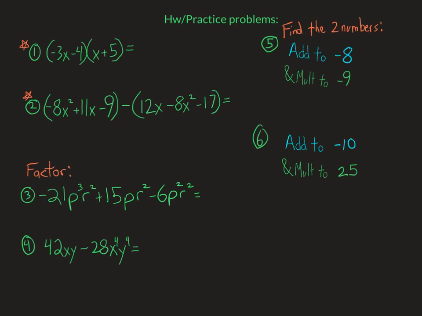3 and 4, some GCF factoring. And then 5 and 6 more, that number game. Go ahead and pause it, and I will solve all these for you right at the end so you can see what they look like. Go.